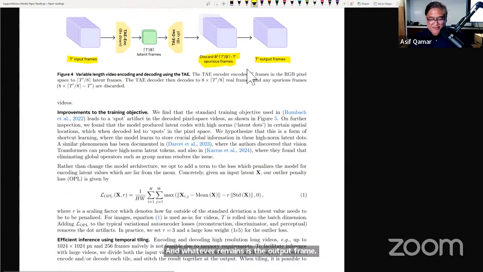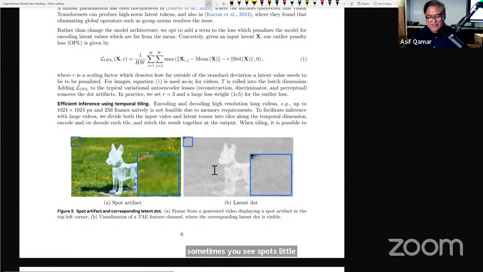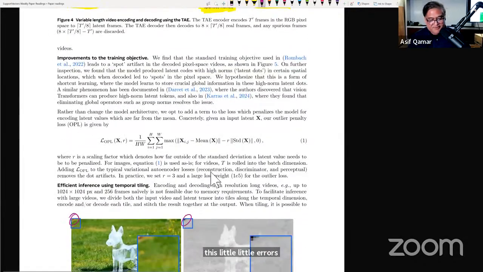So these are very common sense techniques that you use. Now, they also observe that in prior work that people have done, sometimes you see spots, little spot artifacts in the video. Let's say here, do you notice that? So this one, this little error. The prior techniques used to have errors from other researchers. So they have a very simple way to eliminate it.